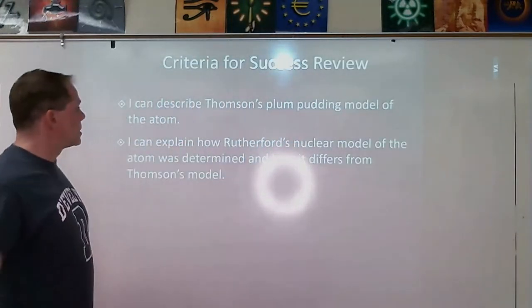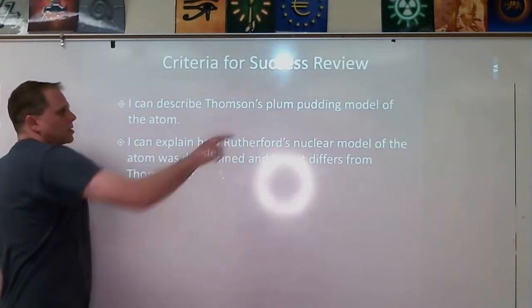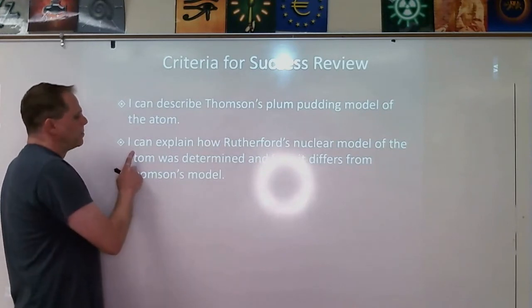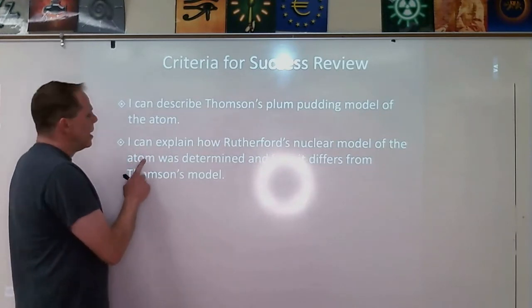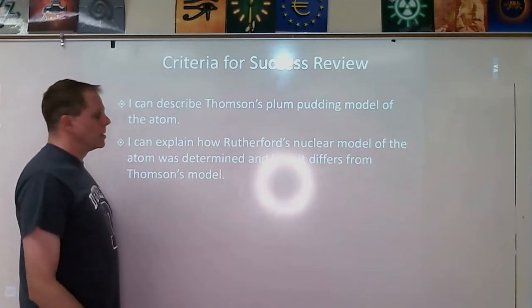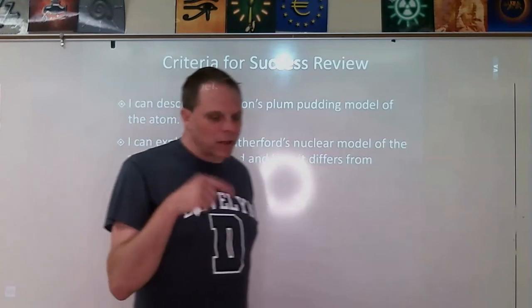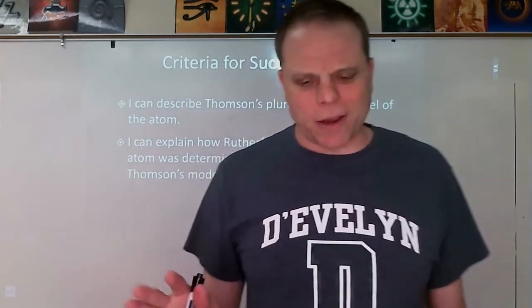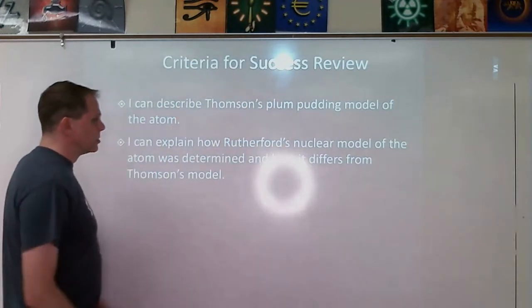So your criteria for success: are you successful? Can you describe Thomson's plum pudding model? And can you describe Rutherford's gold foil model or experiment and model? A lot of times we'll call Rutherford's model the gold foil model. That's not really accurate. It's a gold foil experiment with then the nuclear model, the little Jimmy Neutron kind of thing. All right, well, so that's it.